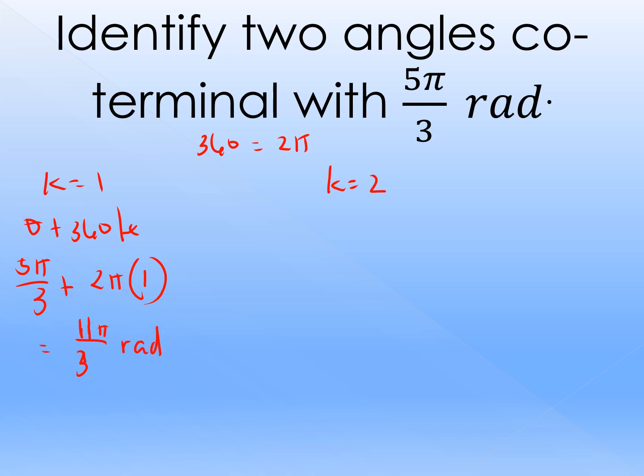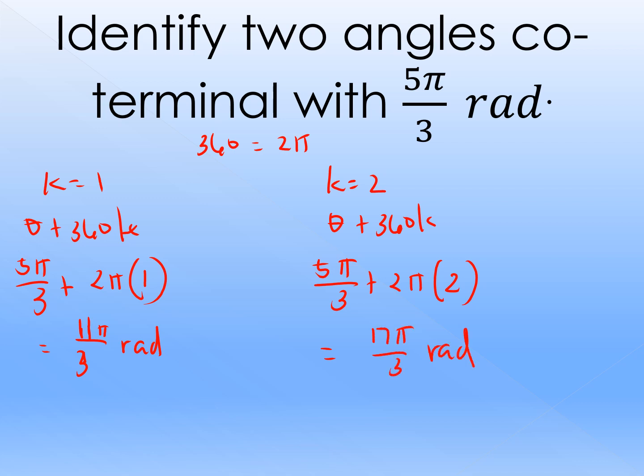Now for k equals 2, we're going to have theta plus 360k. So we're going to substitute pi over 3 plus 2 pi. Instead of writing 360, we're going to write 2 pi because our given measure is in radian measure. And then, instead of writing k, we're going to write 2. So we're going to have pi over 3 plus 4 pi. And the answer is 17 pi over 3 rad. Therefore, the two angles coterminal with pi over 3 rad are 11 pi over 3 rad and 17 pi over 3 rad.